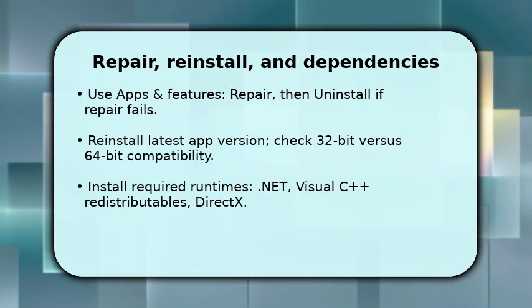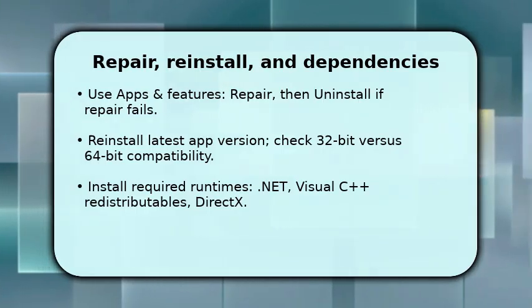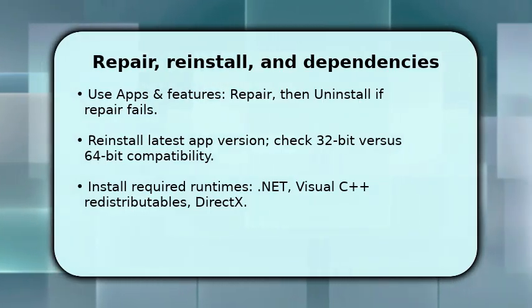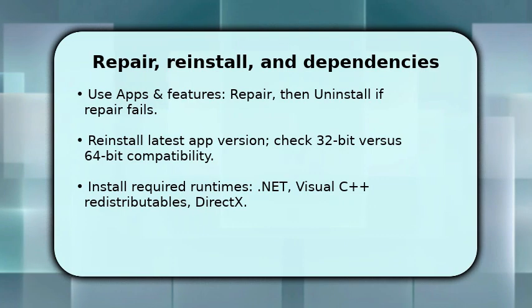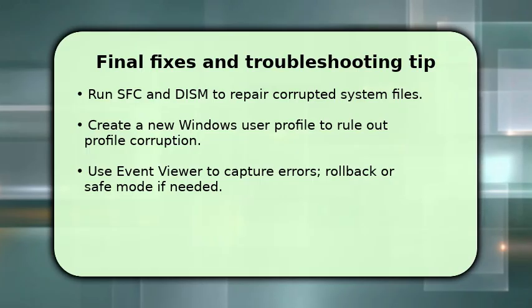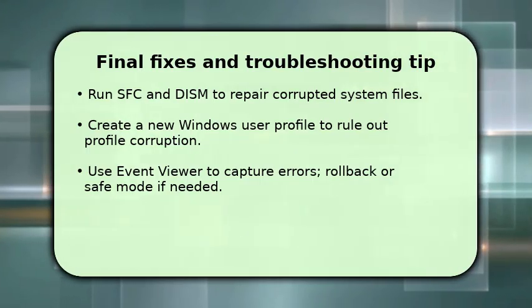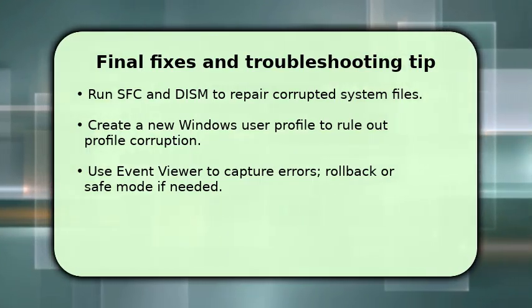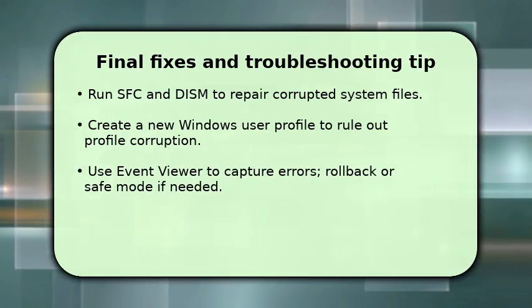Finish with system-level repairs. Run sfc /scannow and DISM commands to fix corrupted files that block programs. If problems persist, create a new Windows user profile to exclude profile corruption, then test the app there. Check Event Viewer for specific error codes and timestamps to guide targeted fixes.